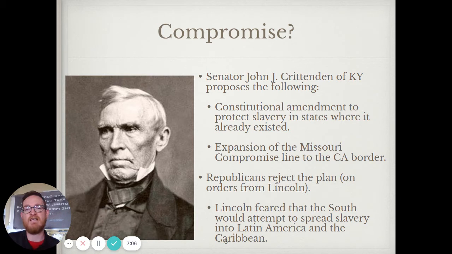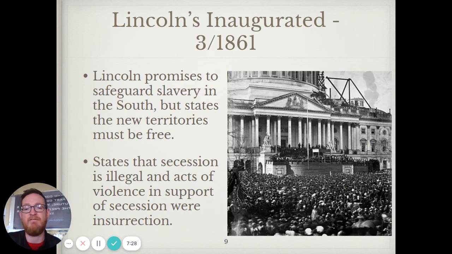Lincoln feared that if the South was given this protection of slavery, the South might attempt to spread slavery into Latin America and into the Caribbean. So he had fears over that, and he rejects this idea. And you're going to see at this point that the South wasn't really having it. They were feeling that the best course of action for them would be to have their own country.